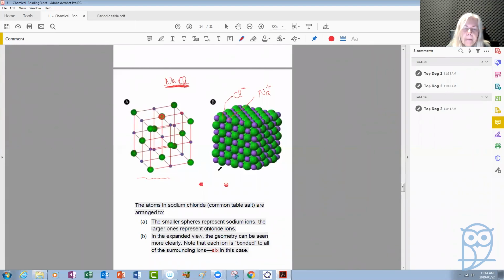And I think these are the major points that we can say about the ionic bond. Let's see what it says here. The atoms in sodium chloride, which is the common table salt, are arranged... They say the smaller spheres, which are the purple spheres, represent the sodium ions, and the larger spheres represent the chloride ions. Yes, that is why the larger ones are the green spheres, which are the largest.